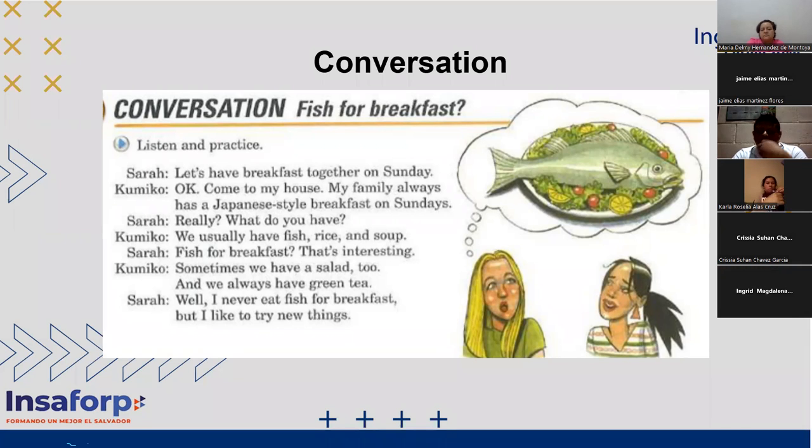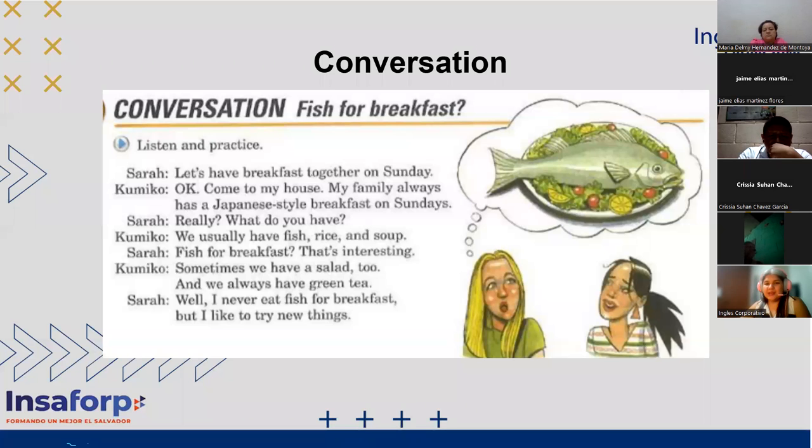Miss Sarah, let's have breakfast together on Sunday. Okay, come to my house. My family always has a Japanese style breakfast on Sundays. Really? What do you have? We usually have fish, rice, and soup. Fish for breakfast? That's interesting. Sometimes we have a salad too, and we always have green tea. Well, I never eat fish for breakfast, but I like to try new things. Okay. Very good. That was good.